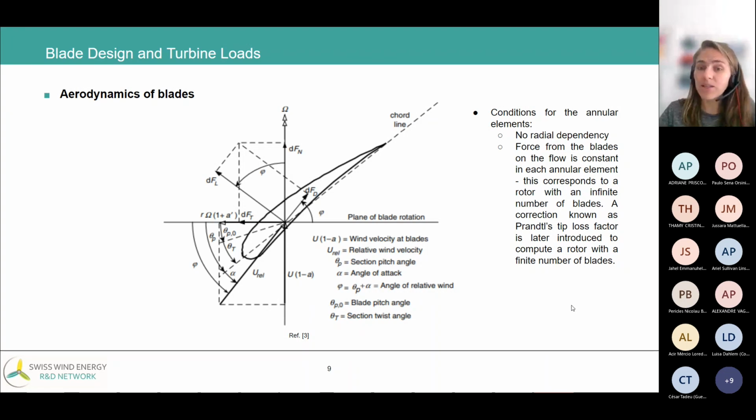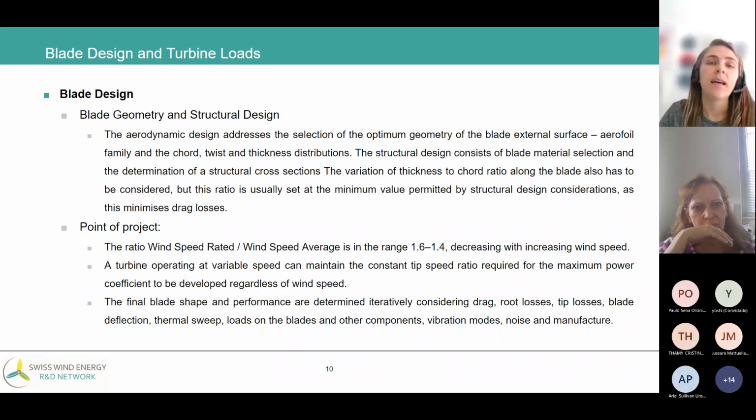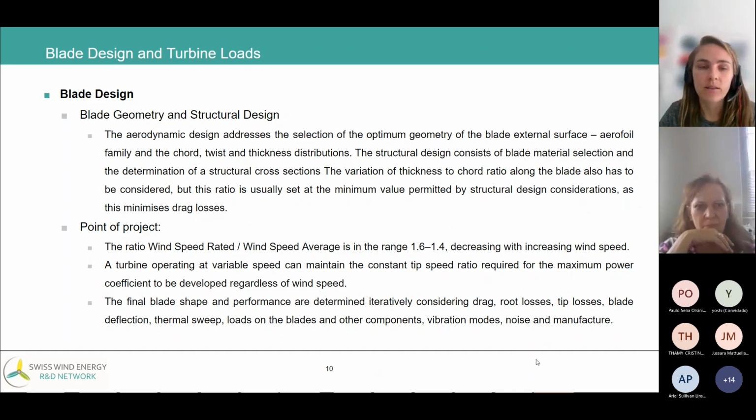And then, as I mentioned, the next session would be the blade design. But I will start with this section at the end, so then we can do the exercise together. Okay?